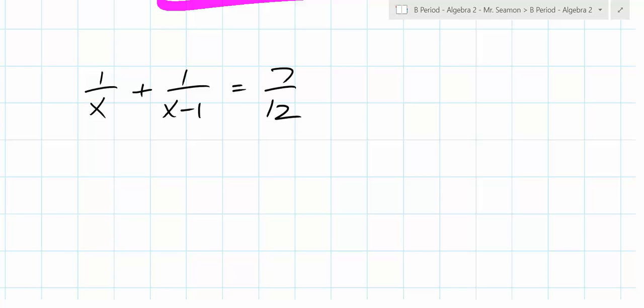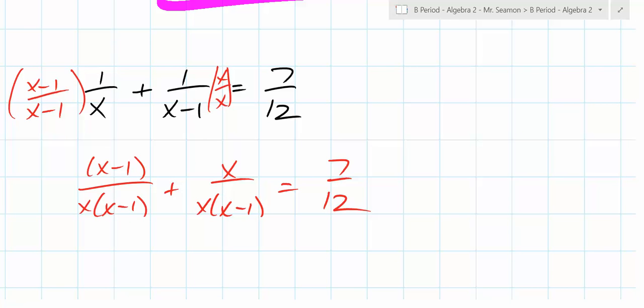Multiply 1 over x by x minus 1 and 1 over x minus 1 by x. You have to multiply by a form of 1. Multiply the first one, x minus 1 over x minus 1, and then the next one, x over x. Sounds great. I love that. Thank you for being specific. Excellent. So what do we do next?